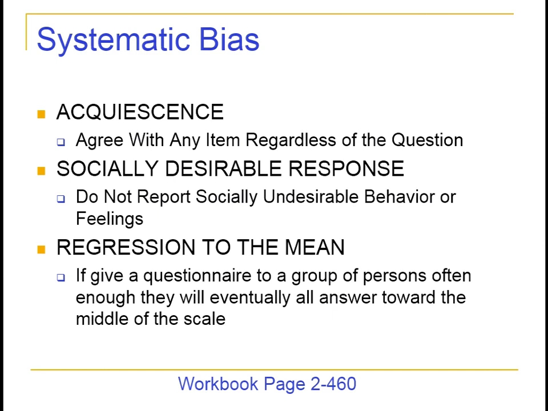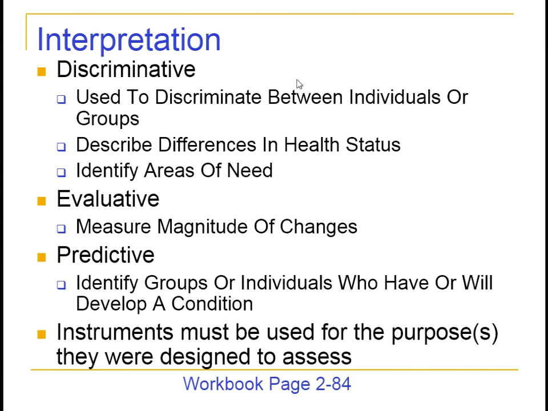And if you give a questionnaire too often, eventually all of the answers will be toward the middle of the scales, but you want to be able to use it often enough to detect the relevant changes. So systematic bias can be controlled by having an adequate sample size, maybe stratified, and using statistical analyses to determine whether any of these have occurred.